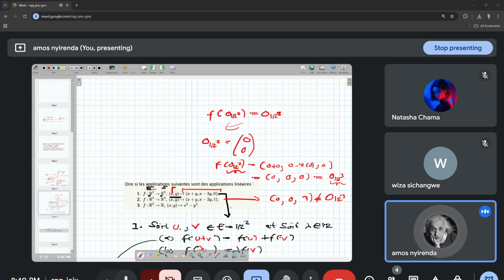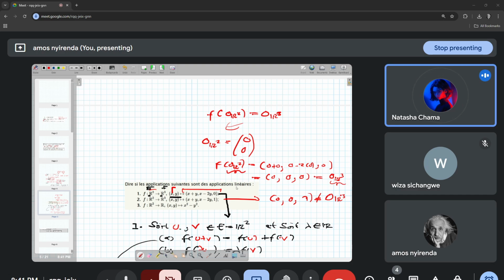You can just catch it directly by trying to see if the 0 element works, since it's a necessary condition. So it has to work. Here we've seen that it works for the first problem, but for the second problem it doesn't work because of this. The 0 element of R2 is mapped to something else, which is 0, 0, 1, that is not equal to the 0 element of R3, and so this cannot be une application linéaire. Okay? Is it clear for the first two problems? Yes, very good. Très bien.